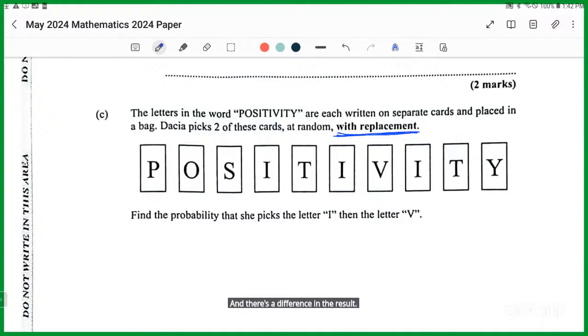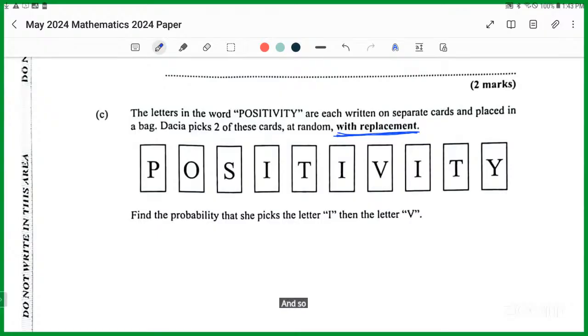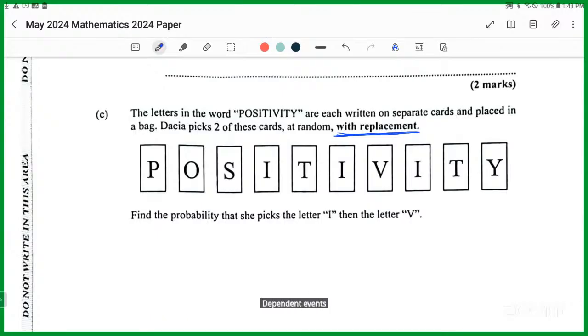If you put the cards back in the bag, then the probability of the second dip is independent of the first dip, because it's going to be the same as it was if you put the cards back. If you take the cards out and don't put them back, then you're changing the sample size in the bag. And so the second dip depends on the first dip. And so that will be dependent events. Independent events are events where one doesn't affect the other. Dependent events are events where one affects the other.